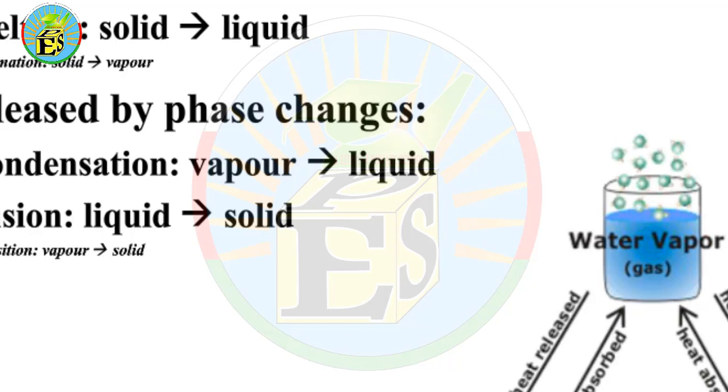Amount of energy: heat absorbed in phase changes. Vaporization, liquid to vapor; melting, solid to liquid; sublimation, solid to vapor. This is absorbed energy. Heat Q released by phase change: condensation, vapor to liquid, loses energy; fusion, liquid to solid; and also deposition, vapor to solid.